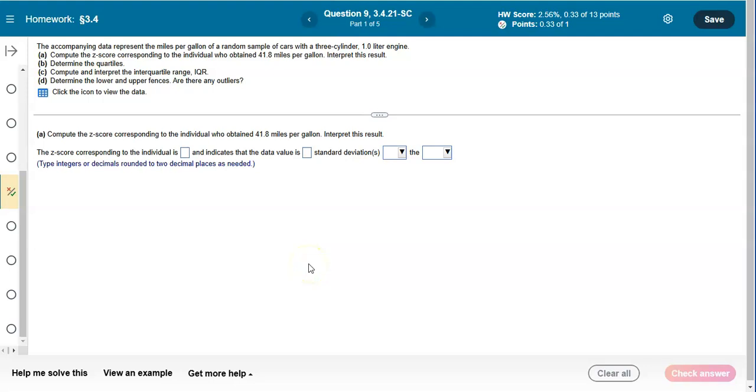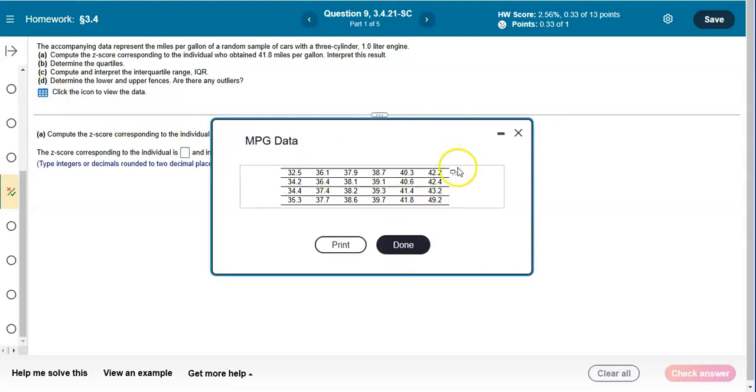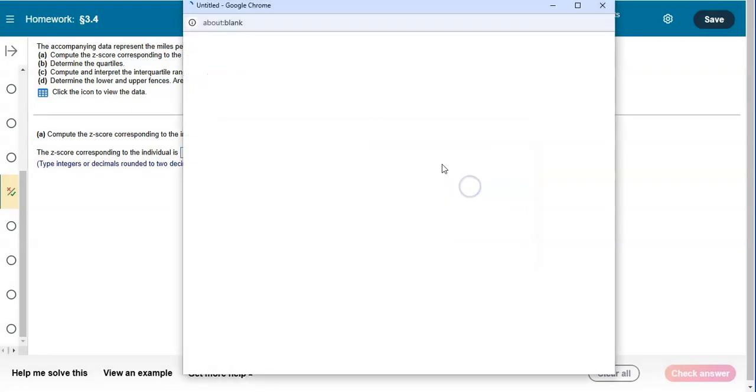Hello everyone, I just want to demonstrate how to solve this problem on StatCrunch. It's a little bit involved because we have a lot of parts here. We're going to find a z-score, find quartiles, find the interquartile range, and then identify outliers by finding first the upper and lower fences. To get started, I'm just going to open all these data in StatCrunch.